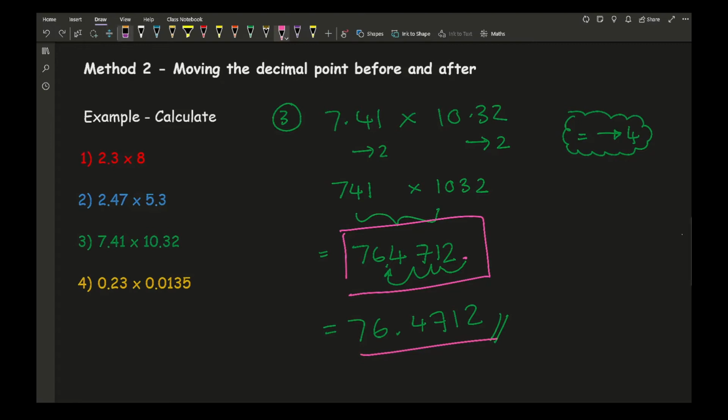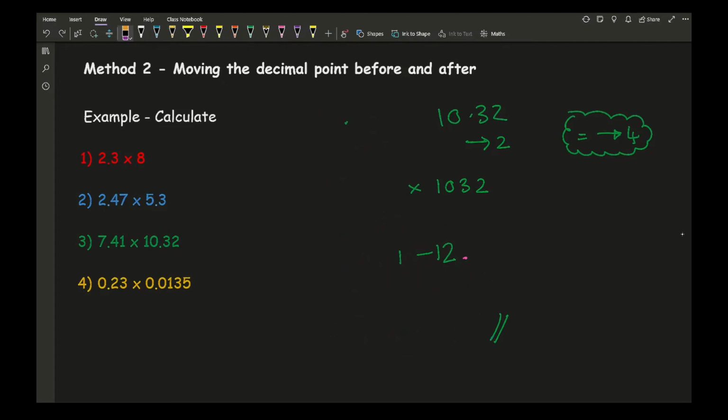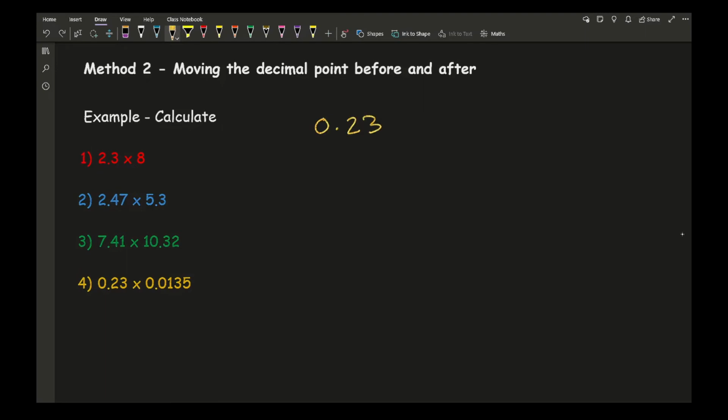And then finally, where this method comes to actually its proper use is questions like question 4. As we saw in the previous example using estimation, when working with numbers less than 1, it can prove a little bit difficult, whereas this method is actually not that bad. So here we've got 0.23 times 0.0135. So again, I need to move it 2 places for this number and 4 places for this number, giving me a total of 6 places.